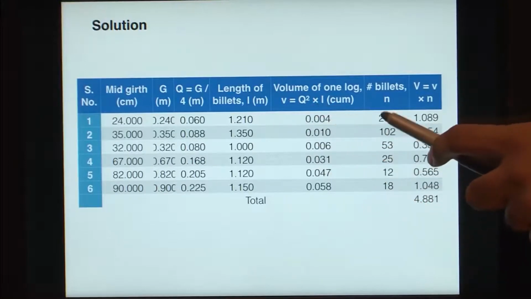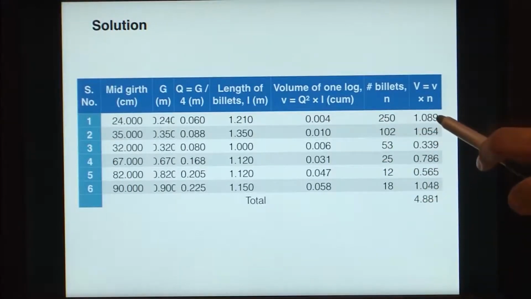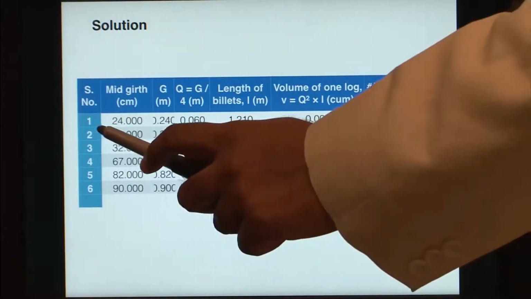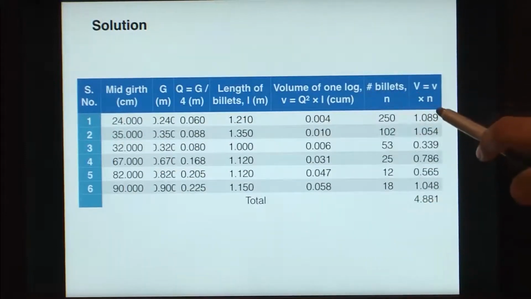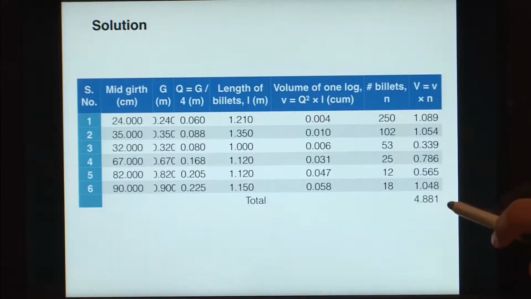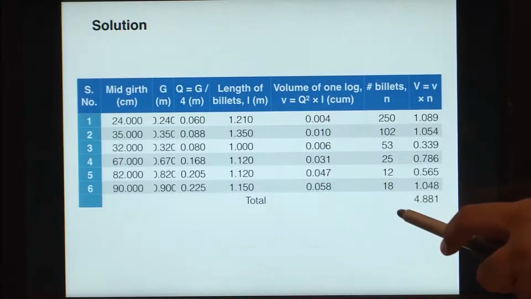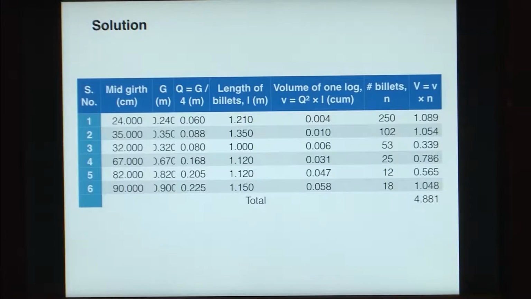The number of billets is also given. If you multiply this volume of one log by the number of billets, you get the total volume of this substack number 1. Once you have done that, you can repeat it for all the different substacks, and if you total this volume, you will get the volume of the large stack.